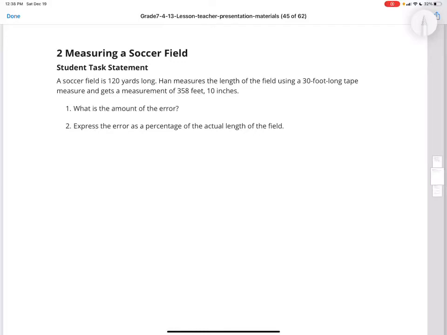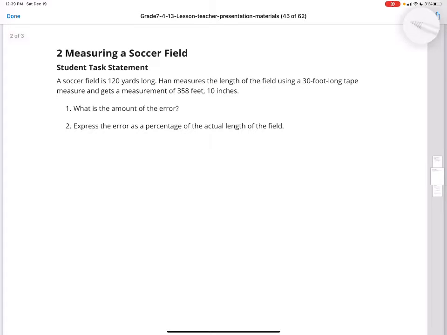Hi guys, let's look at the second student task statement called measuring a soccer field. A soccer field is 120 yards long. Han measures the length of the field using a 30-foot long tape measure and gets a measurement of 358 feet and 10 inches. What is the amount of the error? Express the error as a percent of the actual length of the field.